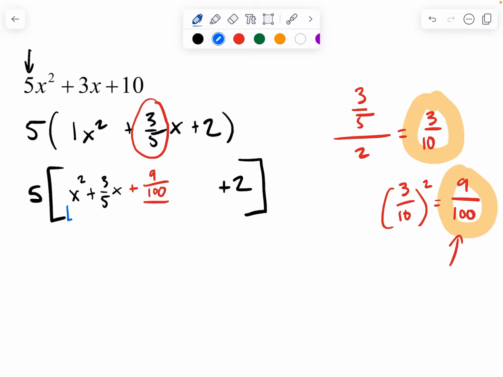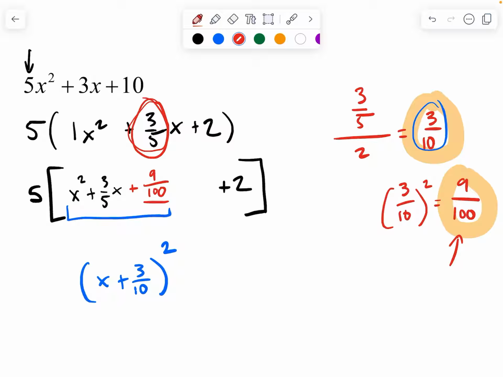So if I were to factor this piece alone, you will end up with a squared parenthesis, right? And you'll have x, and then plus, that plus is coming from the same sign as our middle term. And what's really cool is that the number we got the perfect square from, our 3/10, is the number that goes inside that parenthesis there. And this is always going to be true pattern-wise.